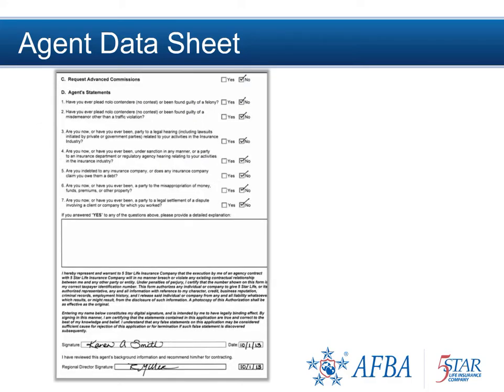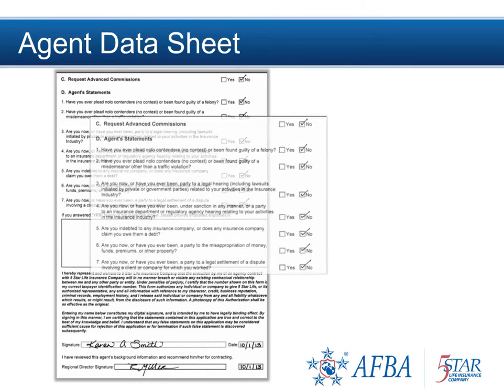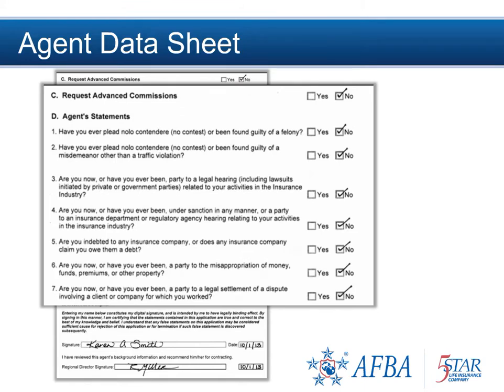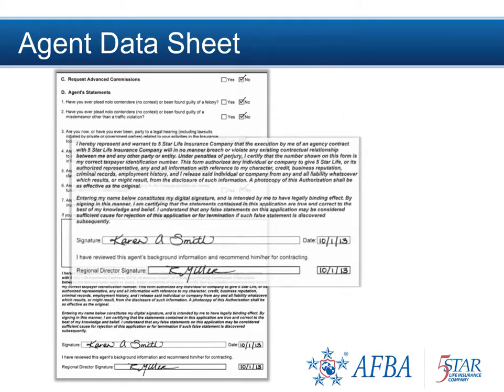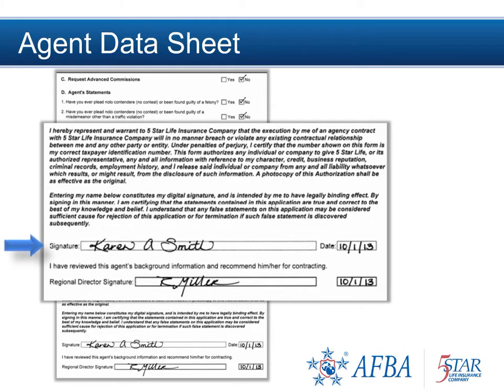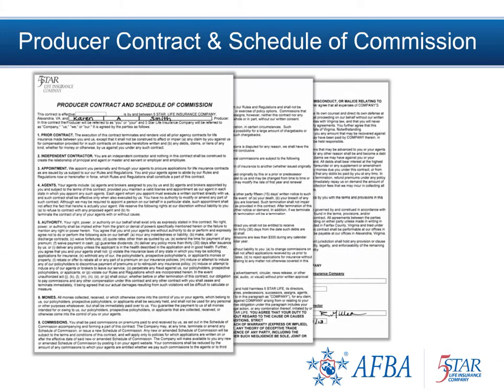The second page of the agent data sheet asks if you are requesting advance commissions and then contains several agent statements that require a yes or no answer. Be sure to answer all questions. You must sign and date the bottom of the form, and then your regional director will review and sign as well. Please note that although you may request advance commissions, final approval is based upon review of your financial background.